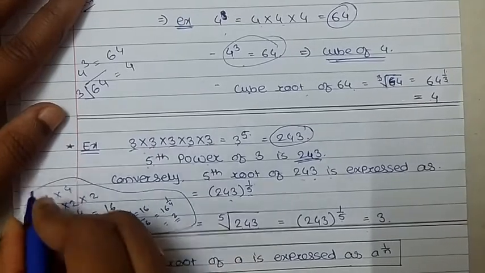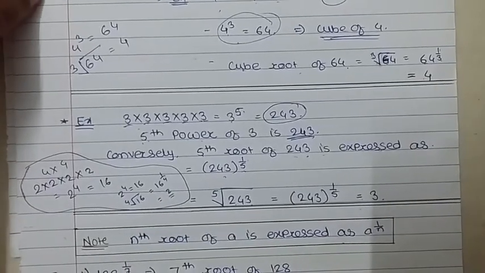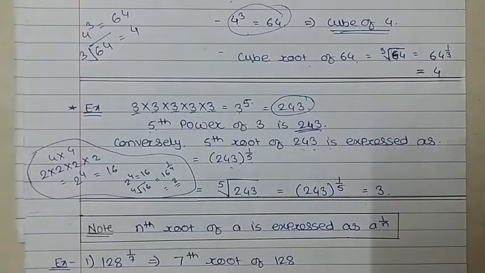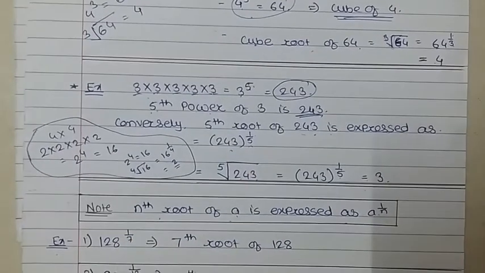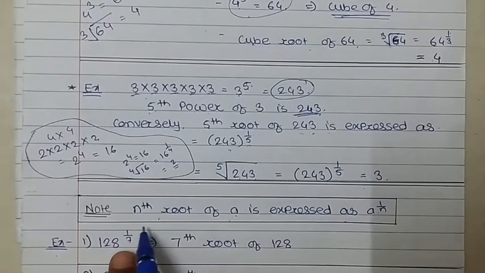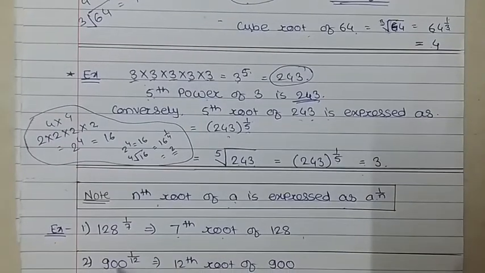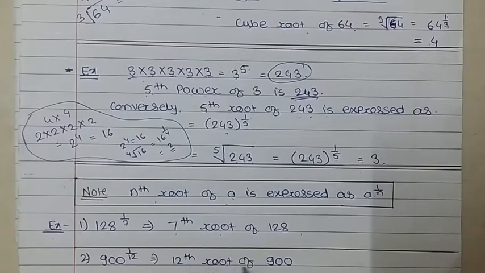These are the sample examples actually. When we solve exact questions from your practice set, it will be clearly understood. So what is the note here? The nth root of a is expressed as a raised to 1 upon n. For example, 128 raised to 1 upon 7 expresses the 7th root of 128. Similarly, 900 raised to 1 upon 12 is represented as the 12th root of 900.